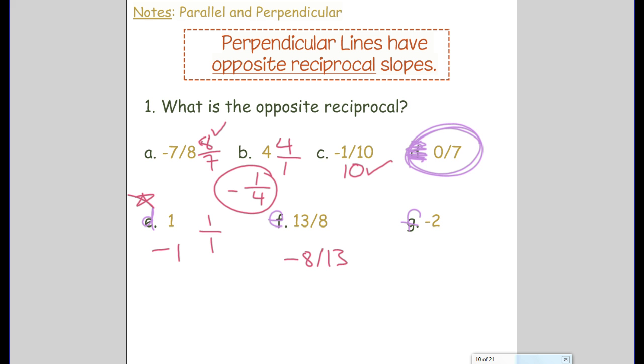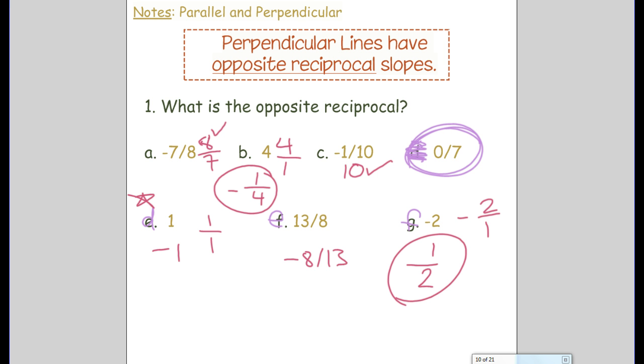E is correct. -8/13. F, let's try F. What does that really say as a fraction? It's not -2. It's -2 over 1. Flip and switch that. Flip it. 1/2. Flip it 1/2 and switch the sign. Positive. But you don't write the plus because the plus is understood. How many did y'all get right? All of them except the last one.